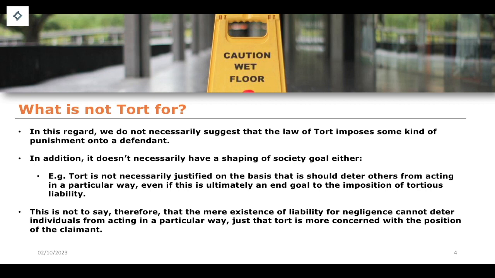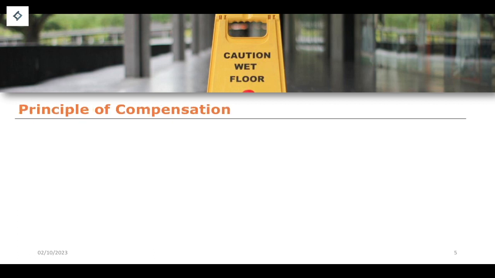So, for example, the mere existence of liability for negligence may deter an individual from acting in a particular way. It may make an individual who is working on a job where they have a duty of care make sure they take extra care and they do not breach said duty of care. And so that might be something of a deterrence for individuals to make sure that they are trying to avoid tortious liability. But the fact here is that tort itself is more concerned with the position of the claimant. And this is where we get the idea of compensation and the principle of compensation.